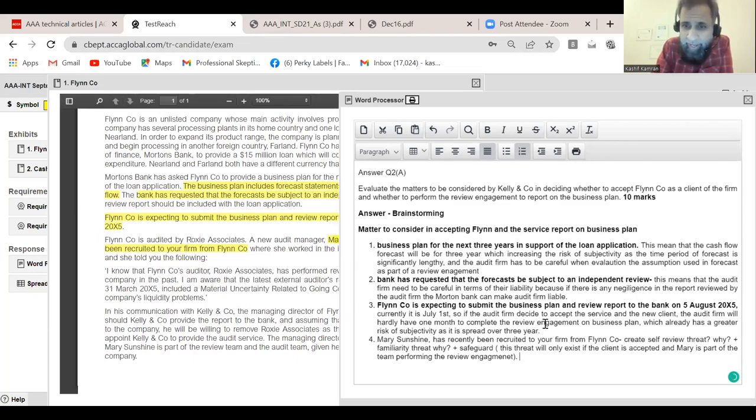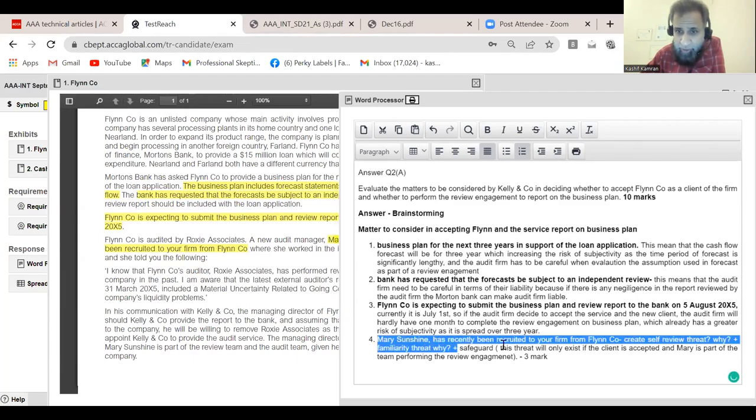And the better safeguard here is that Mary shouldn't be part of the team, even if you accept the client and review engagement. How many marks will you get here? Ideally 3 marks, because 1 mark will be for the safeguard, 1 mark for self-review, and 1 mark for self-familiarity. So this point number 4 is giving you 3 marks. This is an ethical issue from the case study. I hope you're clear with it.